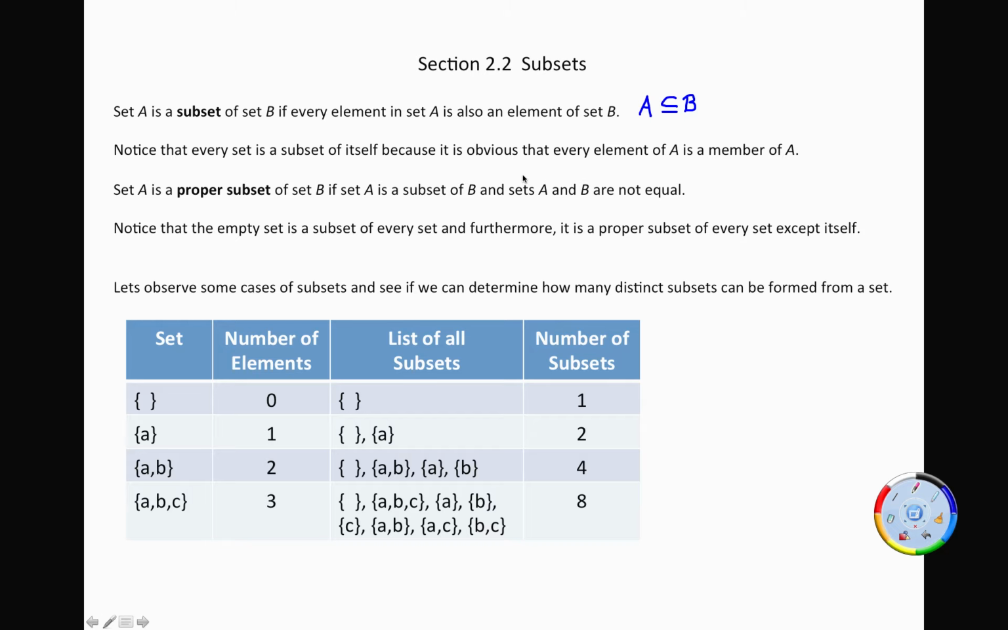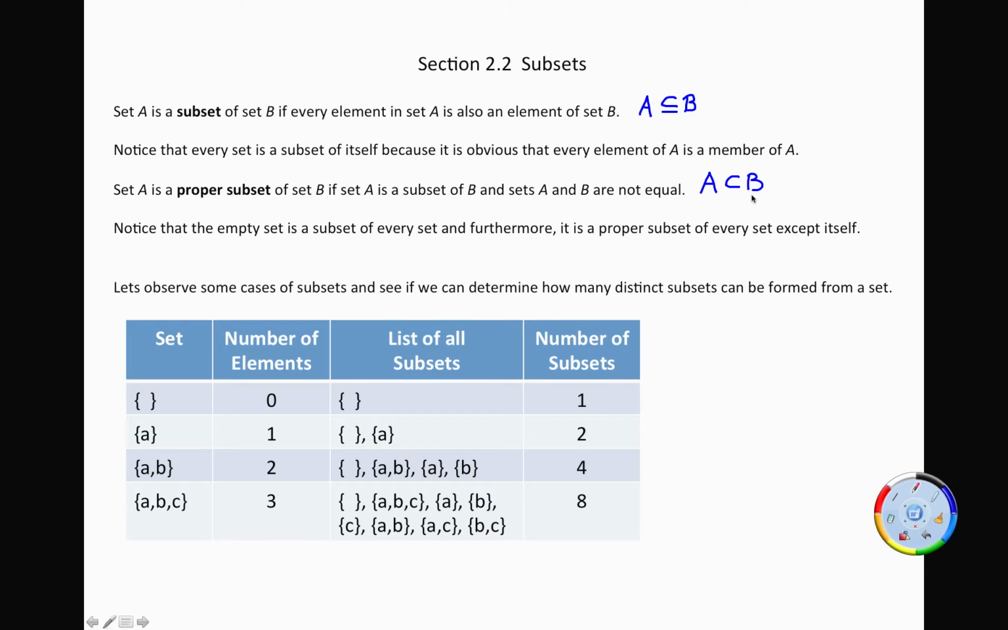Set A is a proper subset of set B if set A is a subset of B, but sets A and B are not equal. And so the notation for a proper subset is the elongated C, but it doesn't have the bar underneath. Okay, try not to confuse the symbols for the subset and the proper subset. In some subset examples, both symbols can be placed between the sets.